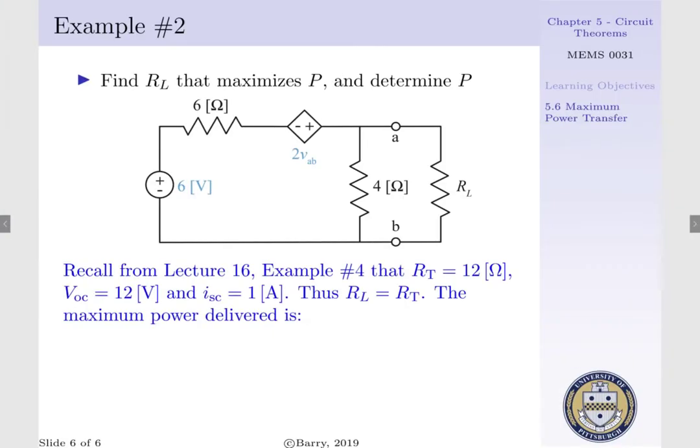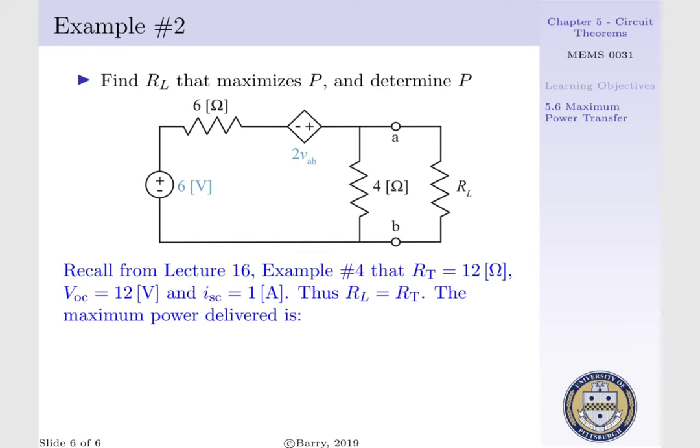Now, if you recall from Lecture 17, Example 4, we solved this particular circuit by determining our open circuit voltage and short circuit current. In doing such, we calculated our Thevenin resistance to be 12 ohms, and our open circuit voltage to be 12 volts, as well as our short circuit current to be 1 amp.